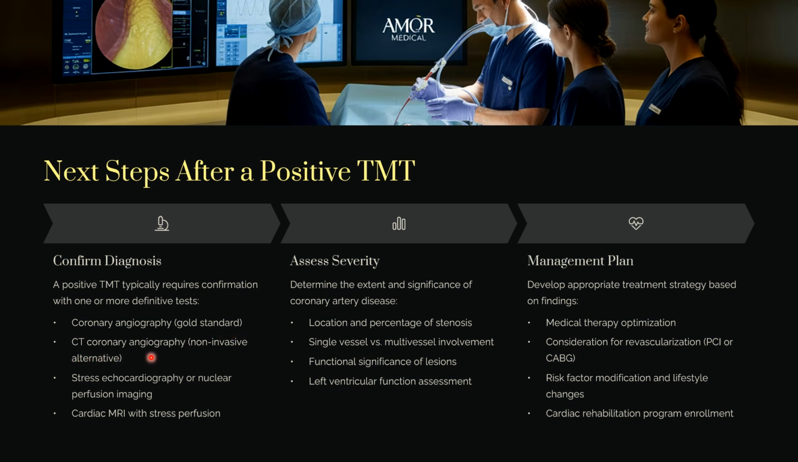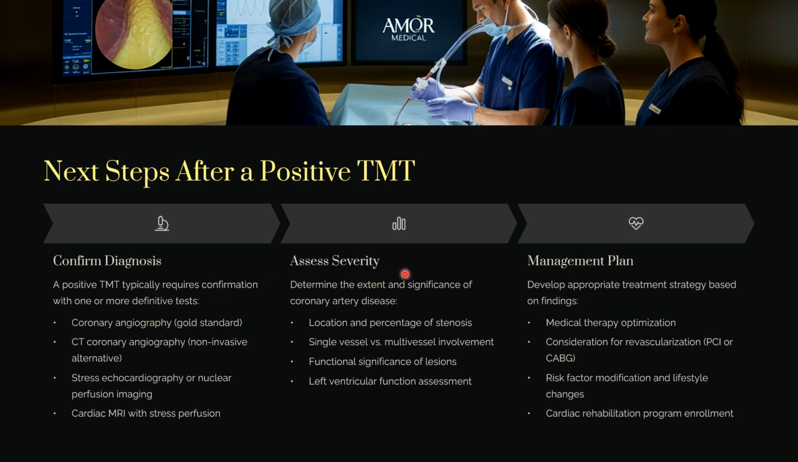Then CT coronary angiography, which is a non-invasive alternative to coronary angiography. Then stress echocardiography or nuclear perfusion imaging. You already know that in case of nuclear perfusion imaging, a tracer is also injected. Then cardiac MRI, with the stress perfusion. So these are the tests that should be done to confirm the positive diagnosis of the TMT.